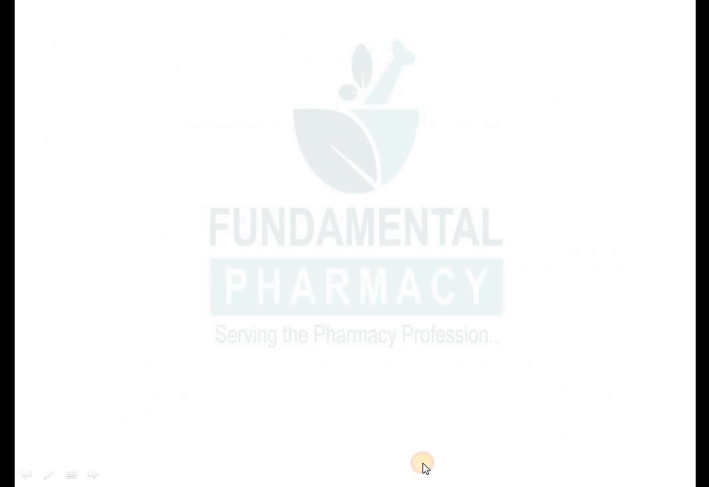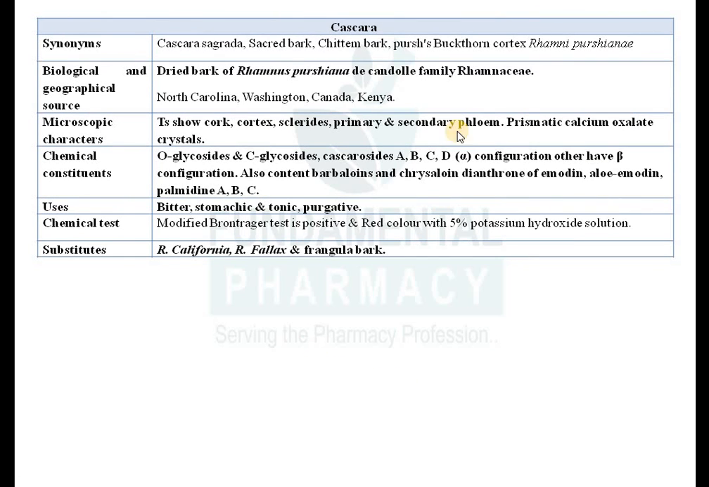Right. Now the next one is cascara. It is also known as cascara sagrada, or sacred bark, or chittam bark. Okay, so all these are the synonyms: cascara sagrada, sacred bark, chittam bark, then Purshiana bark, then Rhamnus purshiana. So just remember these synonyms, not much important, just forget about it.